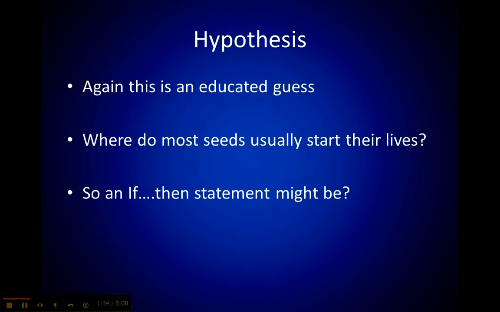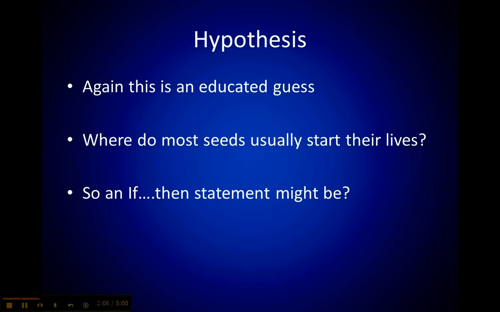Again, this is going to be an educated guess. The first question is, where do most seeds usually start their lives? Well, if you think about it, mostly beans or seeds, any type of seeds, usually germinate within the soil. Some do not, but we're going to use this as our background. Most of our seeds are in the ground and they germinate, they turn into plants, but some actually will like lighted conditions as well. So we need to make that if-then statement.